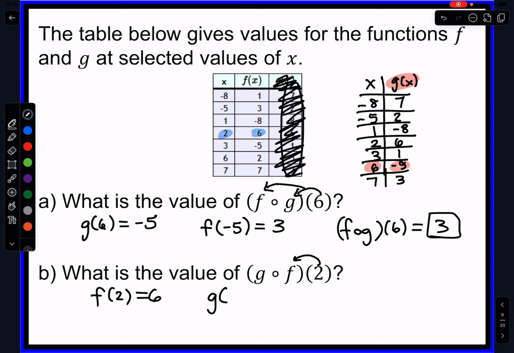And now we're going to plug in that answer of 6 into g. So using the table, when x is equal to 6 in g, the y value is -5. So we got that answer of -5. So that's the answer to the gof of 2. And that's how you use a table to evaluate the composition of two functions.